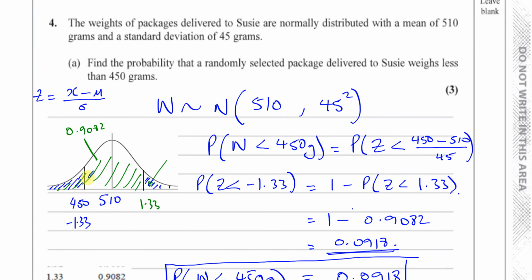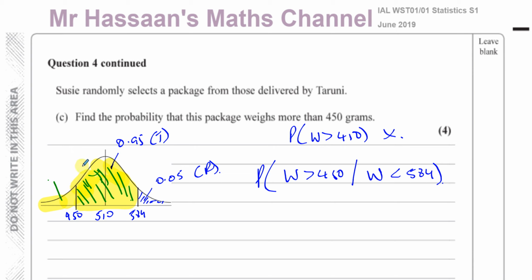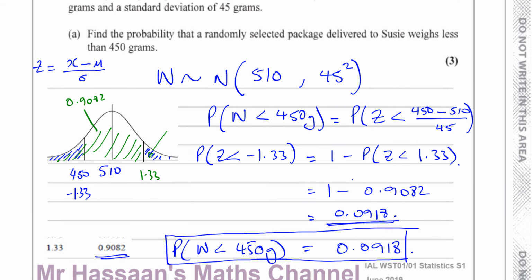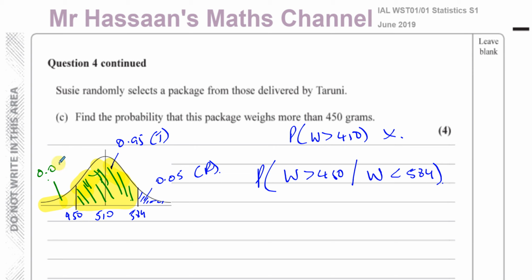That's the area over here. So the whole area between this value and that value, this whole area here, is 0.9082. So the whole of the yellow area, which is the probability that the weight is in this area over here, is 0.0918. This is the area in this section here. And the area below 584 is 0.95. So this shaded area is going to be 0.95 minus 0.0918.